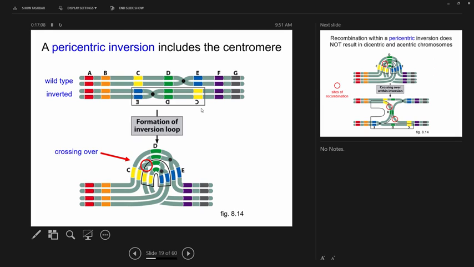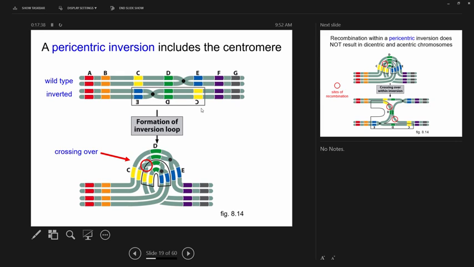Peri means around. Pericentric inversion includes the centromere, so you can see a break happened here to the left of C and there to the right of E. This piece gets picked out, flipped around all the way, and put right there. Because the centromere is included in the inversion, you're going to have a difference in the gametes that come out of this. Again, same thing.